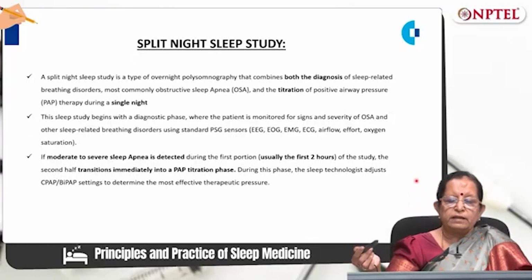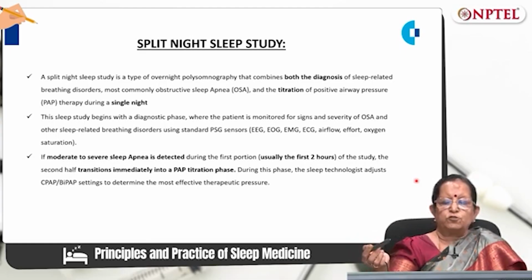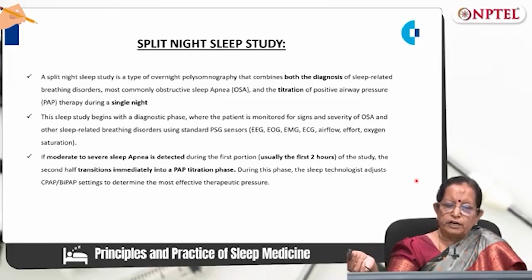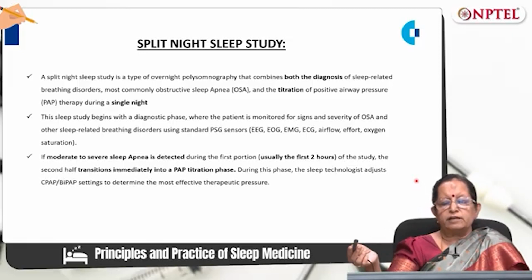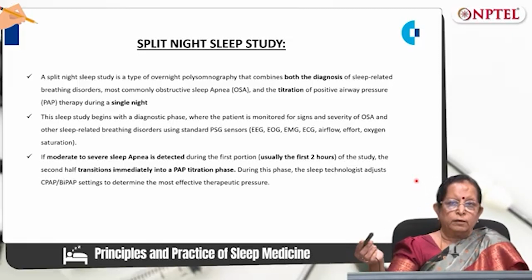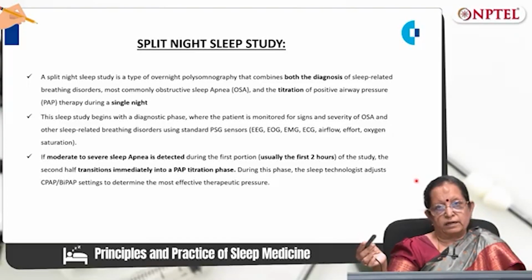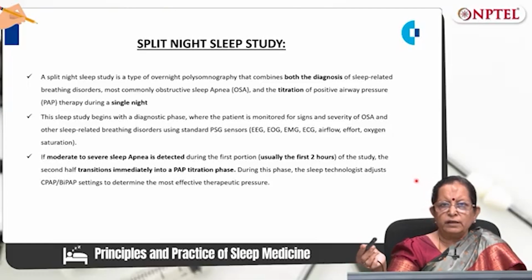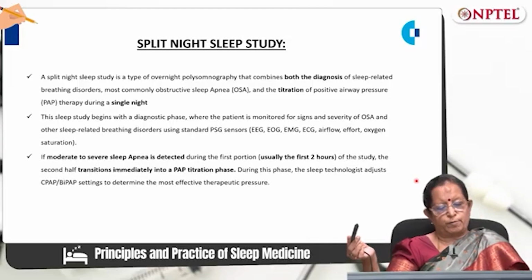Then coming to the split night sleep study, actually it is a type of overnight polysomnography. It combines both the diagnosis and the titration. You can diagnose sleep-related breathing disorders and also you can titrate the positive airway pressure during a single night sleep study. If moderate to severe sleep apnea is detected during the first portion, that is usually less than 2 hours of the study, the second half transitions immediately into a PAP titration phase.